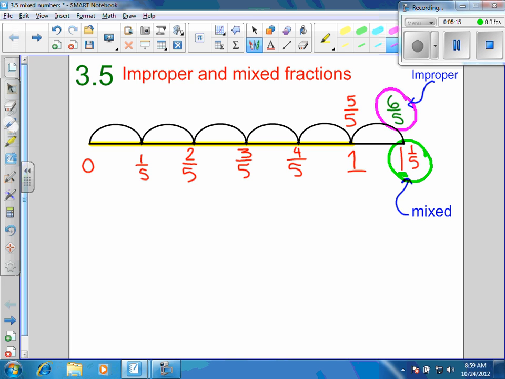Okay. So that's the difference. A mixed has a whole part with a fraction. And Claire, what about an improper? It's only a fraction. That's it, you guys. Do you see the difference? So Sarah, you want to say that in your own words? The difference between an improper and a mixed? A fraction only, right?